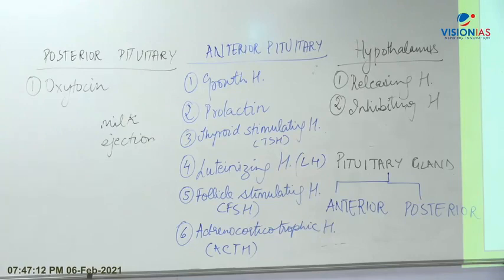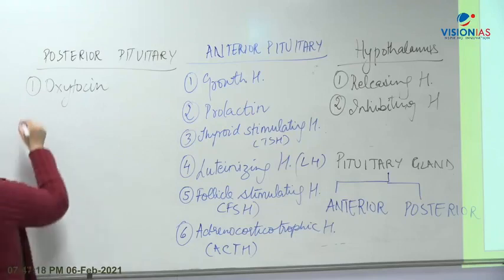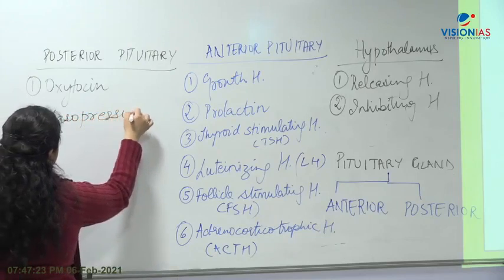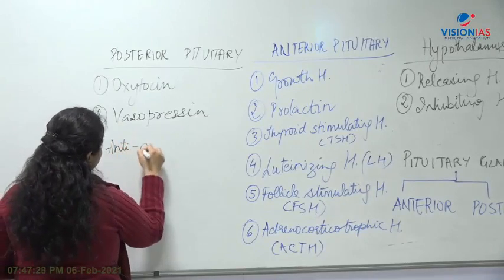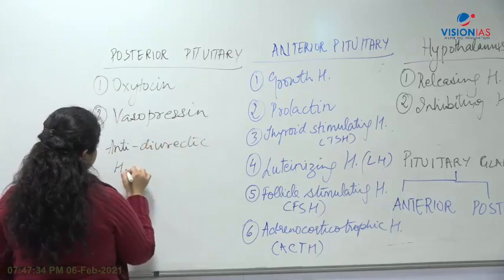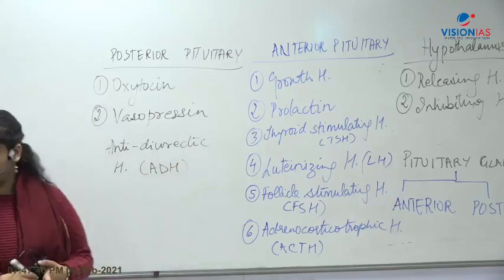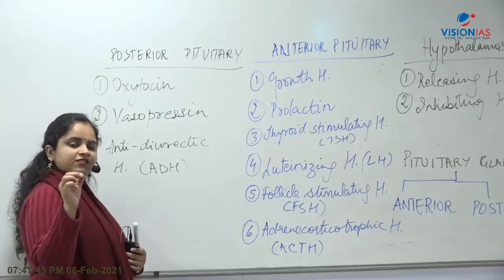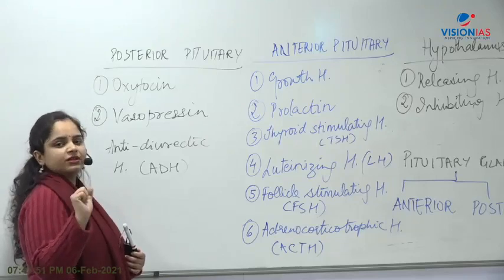The second hormone here is vasopressin, or it is also called antidiuretic hormone, or ADH. When we discussed kidneys, we said that the kidney is filtering out what is not needed and keeping what is needed with itself.